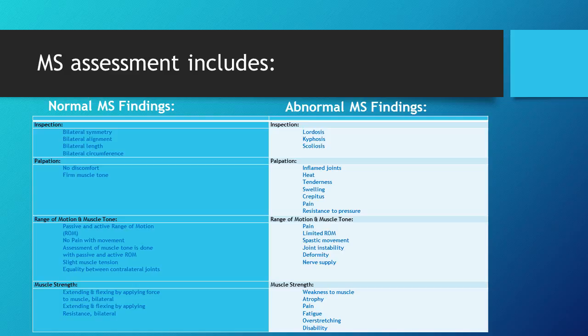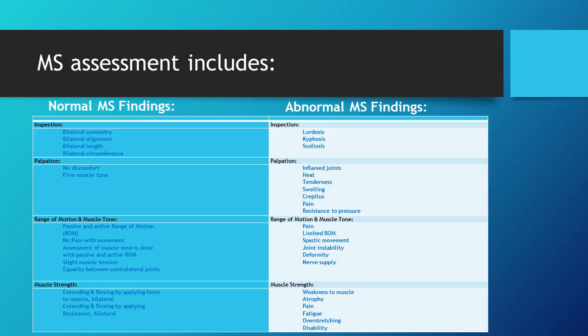There are certain normal findings and certain abnormal findings that we should look for when assessing the musculoskeletal system. While inspecting, normal findings would include bilateral symmetry, bilateral alignment, bilateral length, and circumference. The abnormal findings in the inspection will be lordosis, kyphosis, and scoliosis. Normal findings with palpation would be no discomfort and firm muscle tone. Abnormal findings with palpation would be inflamed joints, heat, tenderness, swelling, crepitus, pain, and resistance to pressure.